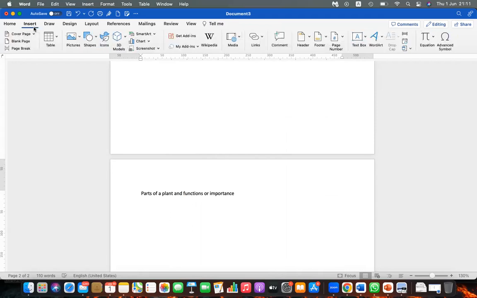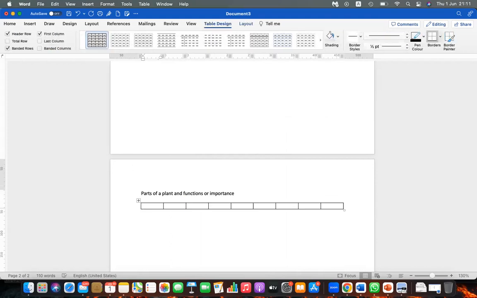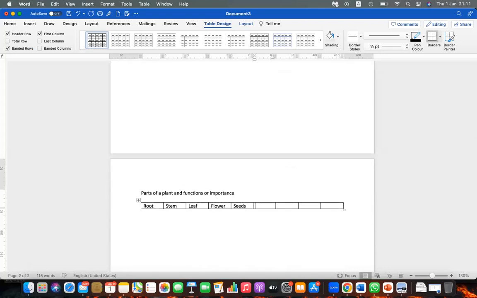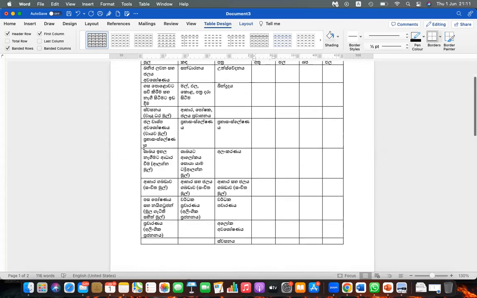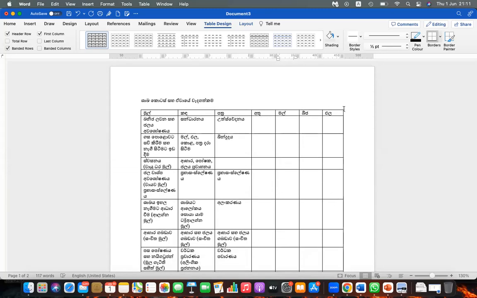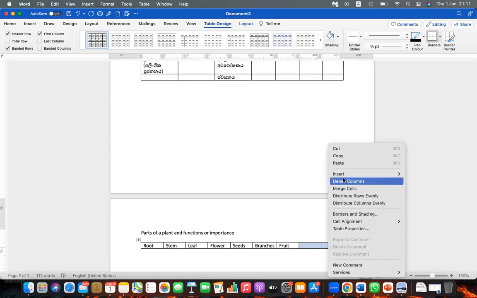Okay, let's create a table. One thing is root, stem, leaf, flower, seeds, branches, fruit. Did we write fruit? No. Fruit. 1, 2, 3, 4, 5, 6, 7. This can be deleted.